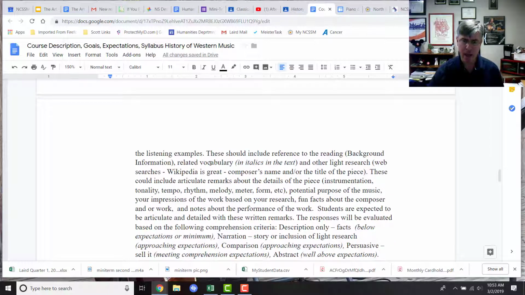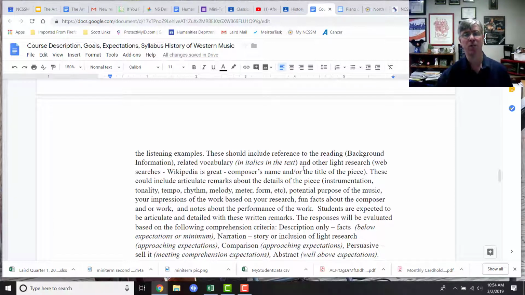For every lab report or thoughtful response, I'm asking you to reference the reading that is in the book. That would be some related background information. Any related vocabulary, so once we get this vocabulary learned here at the beginning of the term, use the vocabulary words, and anytime you use a vocabulary word from the text, put it in italics so I understand you're referencing something that you learned as part of the class.